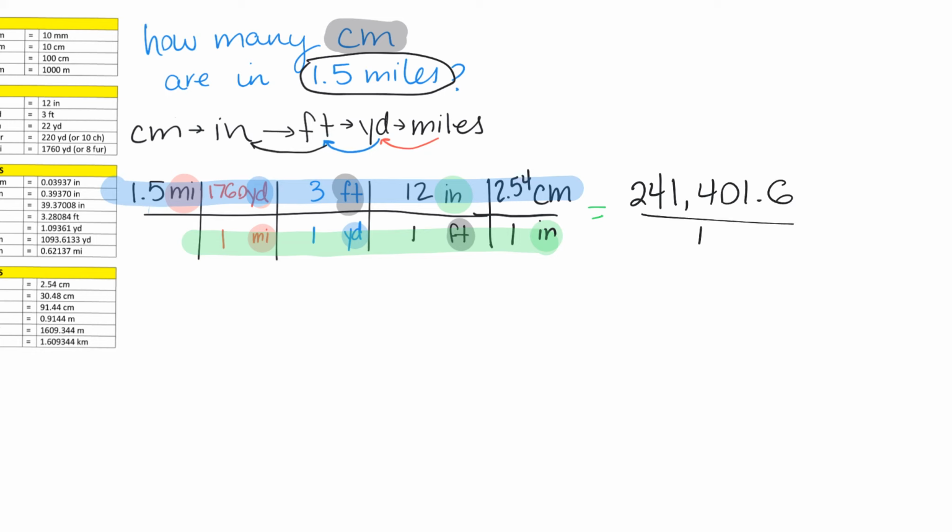241,401.6 divided by 1, which of course is 241,401.6. And look, miles cancel, yards cancel, feet cancel, inches cancel, and you are left with centimeters. Yo, that's a lot of centimeters, but 1.5 miles is not short. Okay, I hope that makes sense.